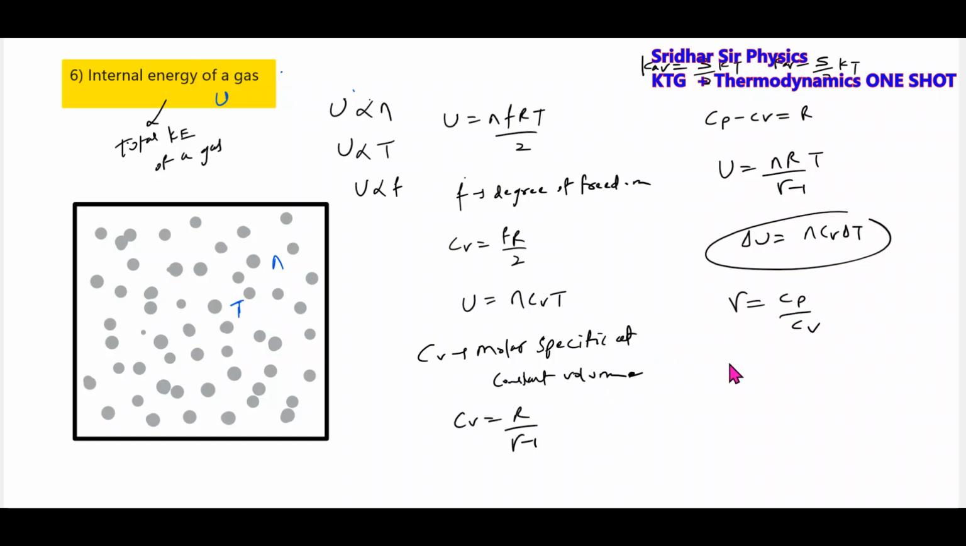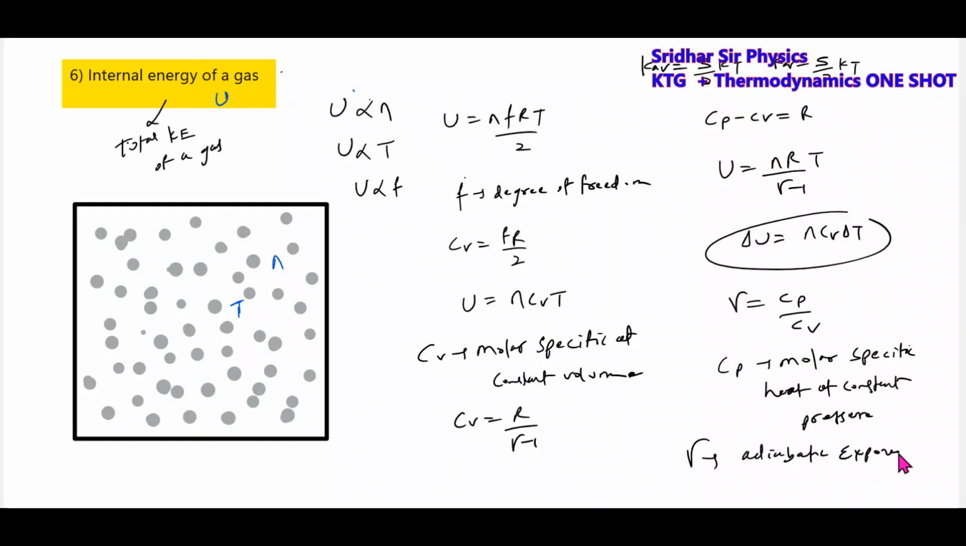Now what is Cp? Cp is molar specific heat at constant pressure. What is gamma? Adiabatic exponent of a gas. And these are all formulas you have to remember. Internal energy is directly proportional to temperature. This is for a given gas.